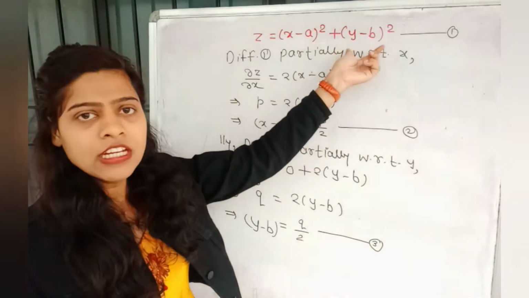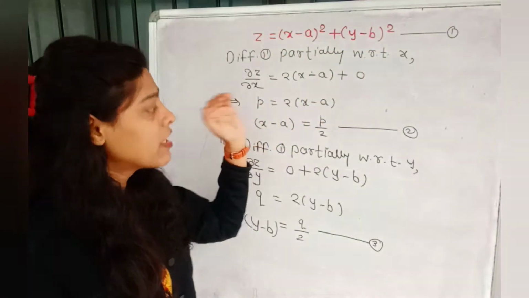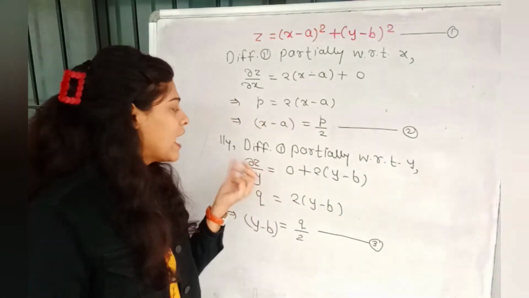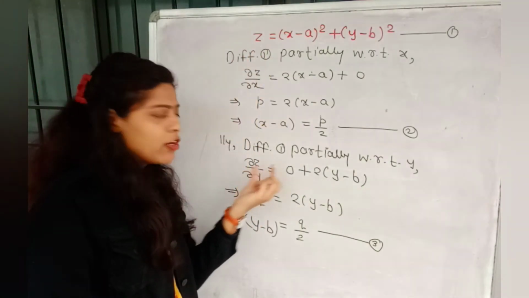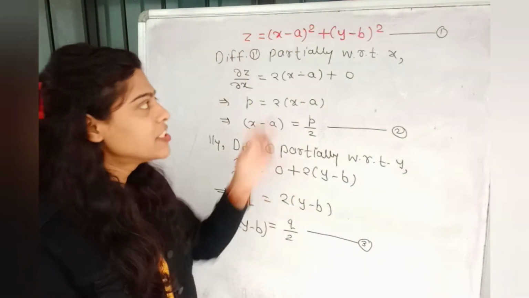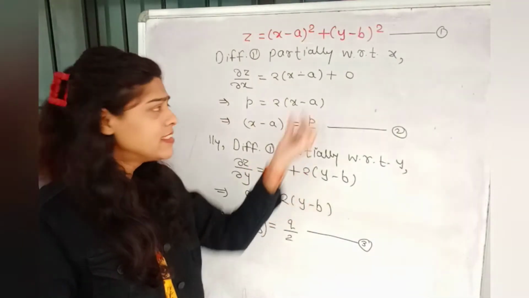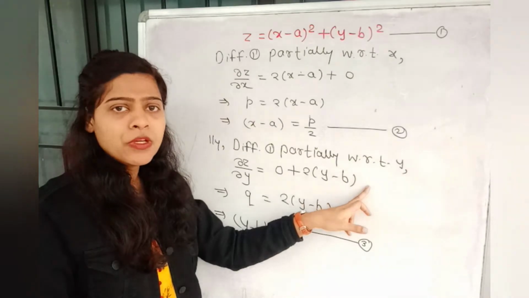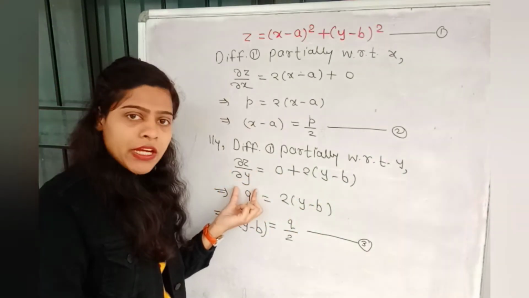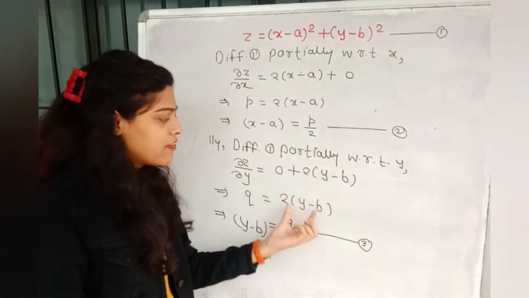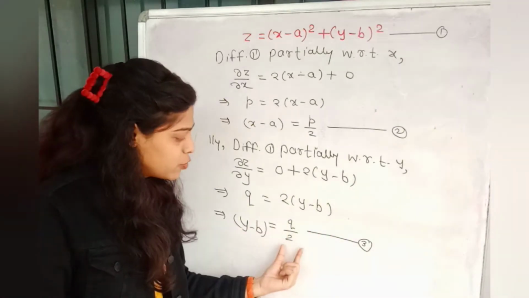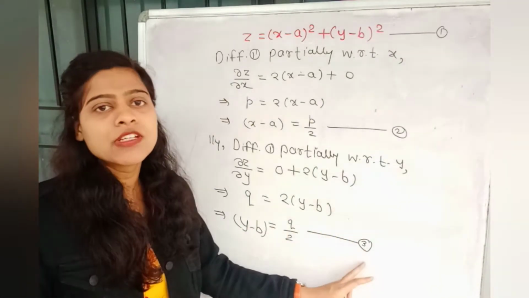Similarly, we find the value of y minus b by differentiating equation 1 partially with respect to y. Then dou z by dou y is equal to 0 plus 2 into (y minus b) into 1. Replacing dou z by dou y by q, q is equal to 2 into (y minus b), which implies y minus b is equal to q by 2. We denote this as equation number 3.